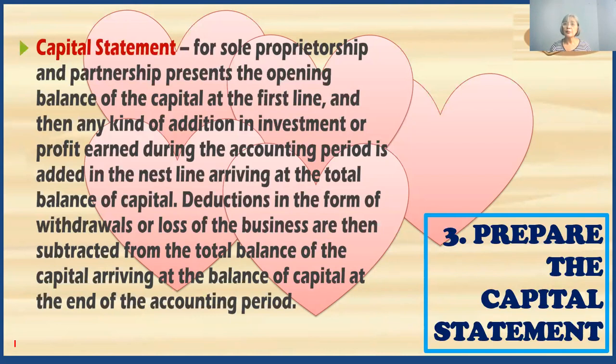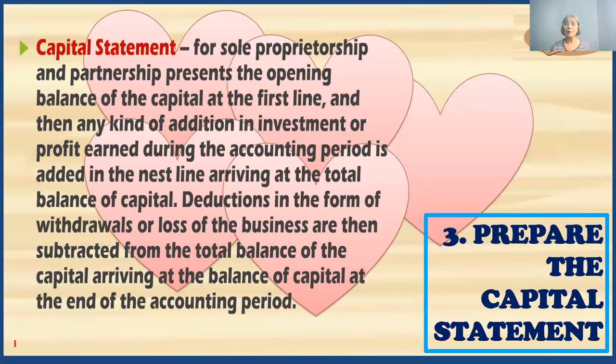Now, after the operation, makikita mo yung net income or net loss. Kapag net income yan, i-add mo sa capital. Kapag net loss yan, isusubtract mo sa capital. After that, you get the net available capital. And at the end, sa net available capital, ima-minus mo na yung ending drawings for the period. Magkano ba yung na-withdraw ng owner or owners for the period? Then after that, you will get your ending capital balance.